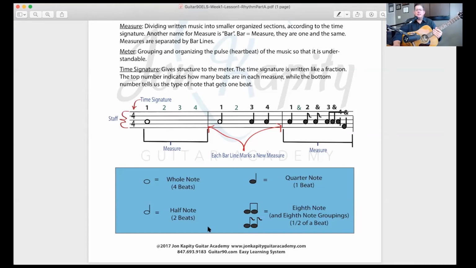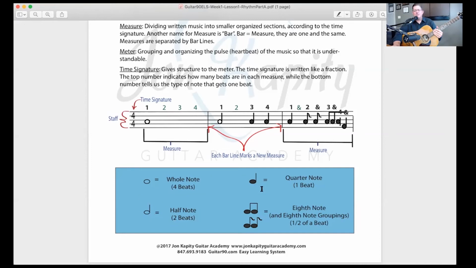Okay? So again, we're just looking at the blue box here, we have a whole note, which is an empty circle with no stems. We have a half note, which is an empty circle with a stem, and a half note is worth 2 beats. The whole note is worth 4 beats, the full measure, the full pie, the full pizza. A half note, remember that stem divides the pie in half, the pizza in half, that equals 2 beats.